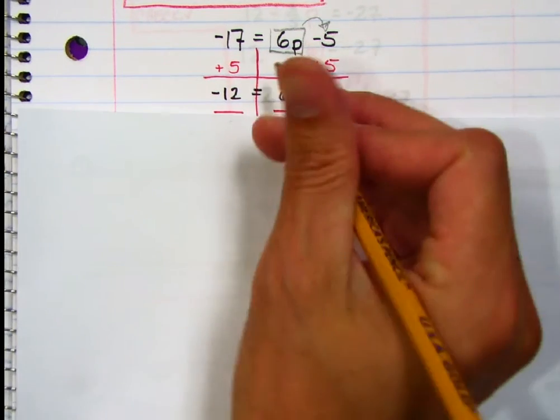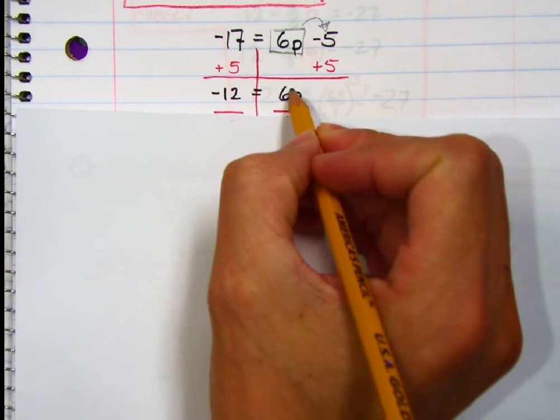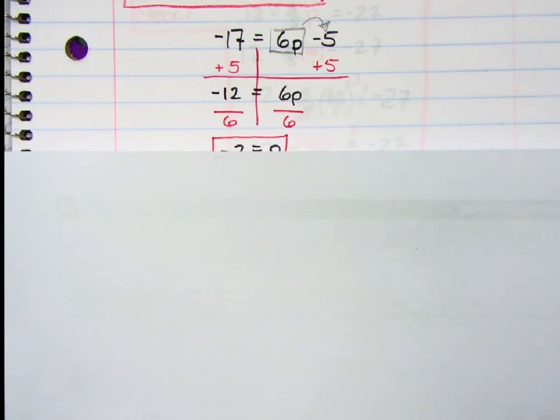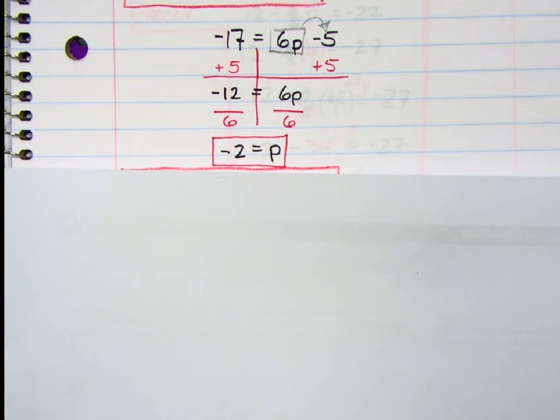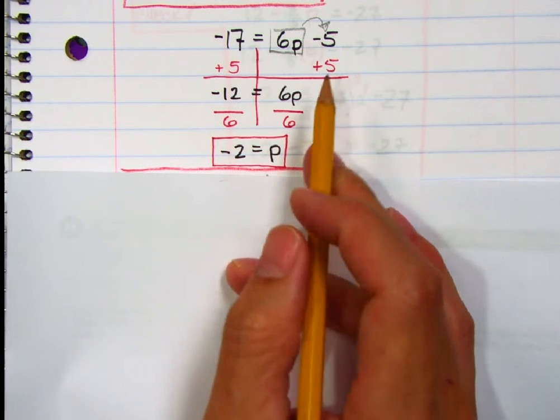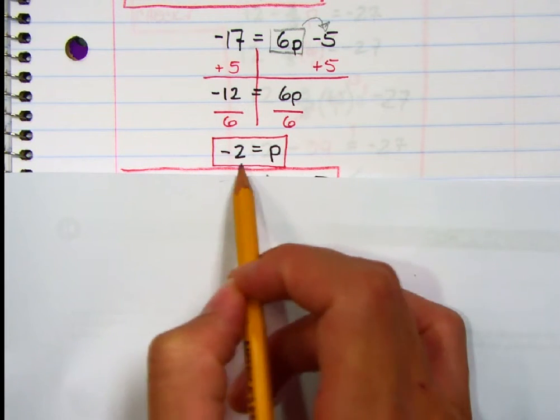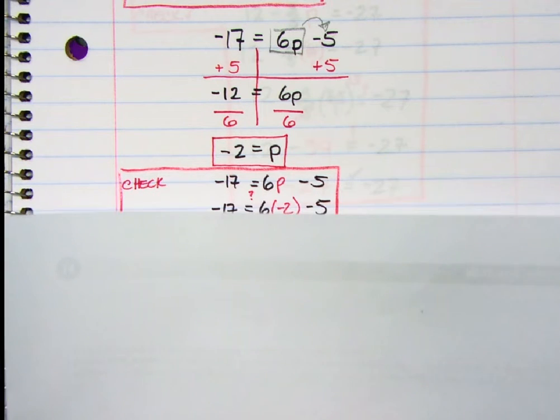Okay, good. So I've now simplified this a little bit, but I don't want 6 p's. I just want one of them. So I divide by the coefficient, which is 6. Divide both sides. I end up with negative 2 equals p. So notice the difference between this and the one above. The only difference is the letters on the right hand side this time. And it doesn't matter where it's at. You have your solution. But you want to double check your work.